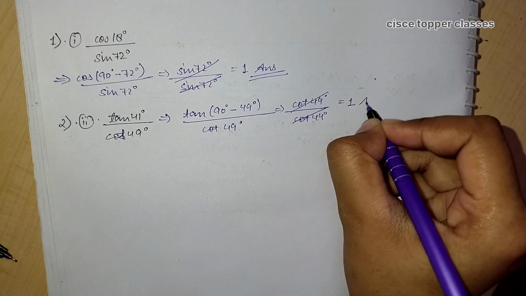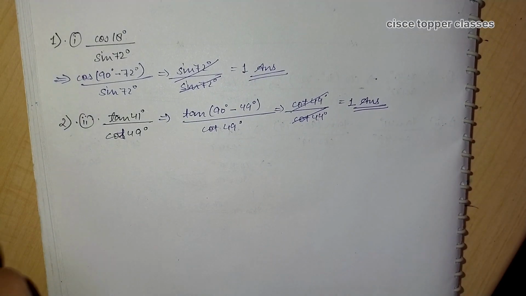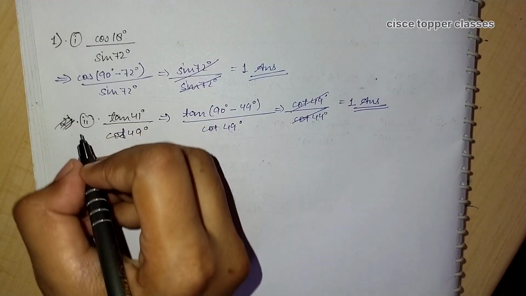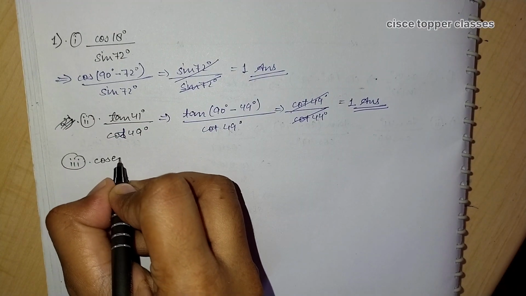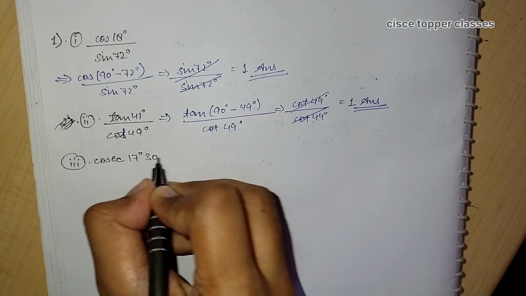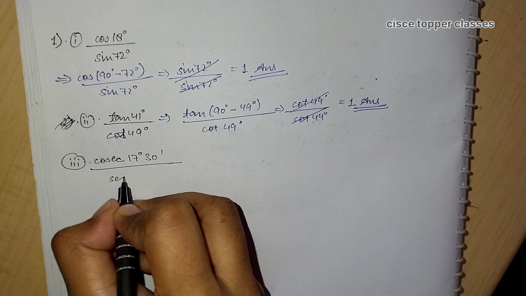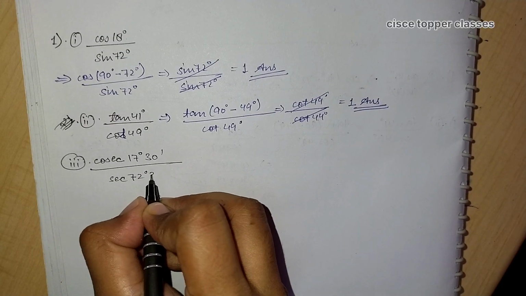means 1 is the answer in the second part. Now let us solve here. Sorry, this is the second part here, first, second part, and here this is the third part. So cosec 17 degree 30 minute divided by sec 72 degree 30 minute.